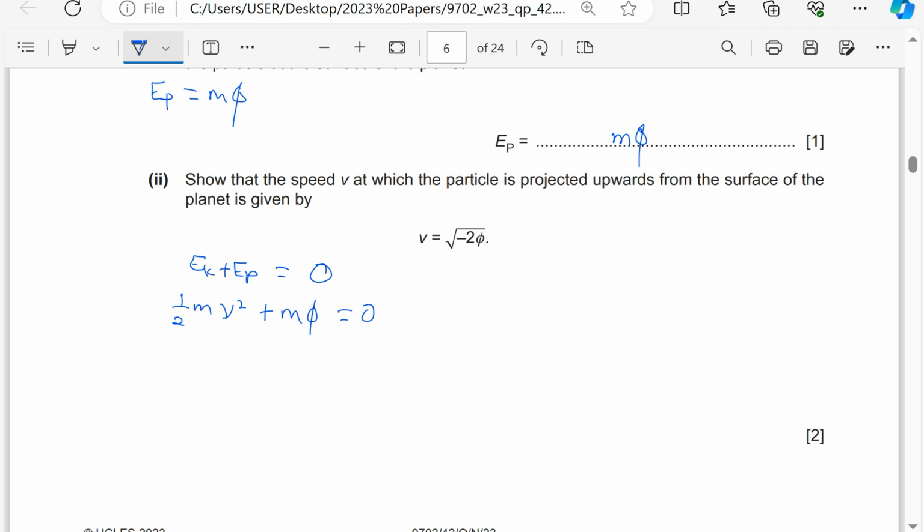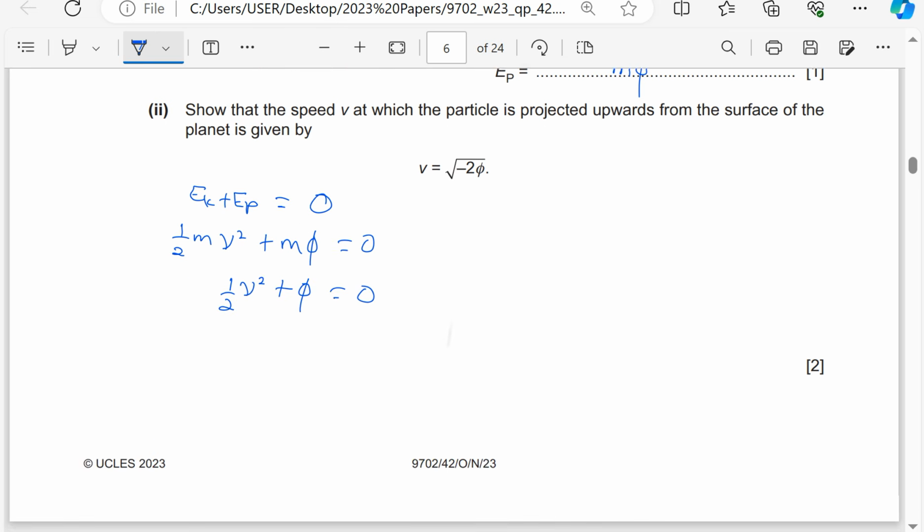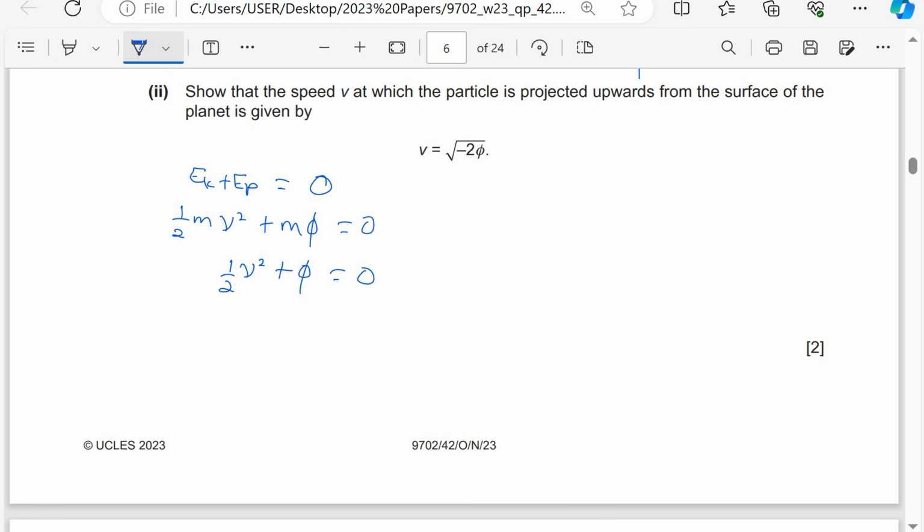m cancels out, so I remain with a half times v squared plus phi equals zero. So I make v the subject: v squared is equal to negative 2 phi, and when I find the square root, v is the square root of negative 2 phi, as required.